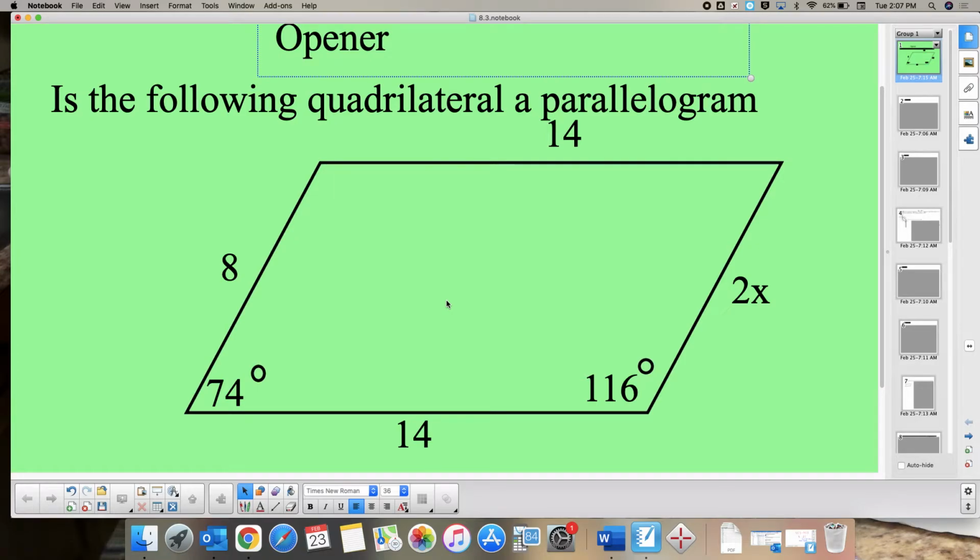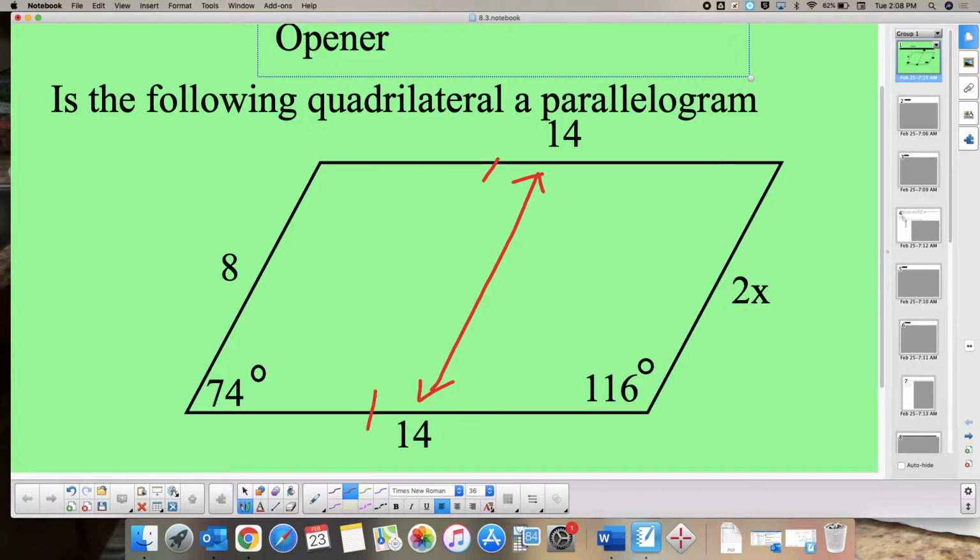Taking a look at 8.3, 8.3 really is the converse to everything we learned in 8.2, which means that now we are trying to show reasons why your shape may be a parallelogram as opposed to properties of it. For example, in the opener here, we know one of the properties we learned yesterday is opposite sides do have to be congruent. So I got the 14 with the 14, so I do have my opposite sides congruent here.